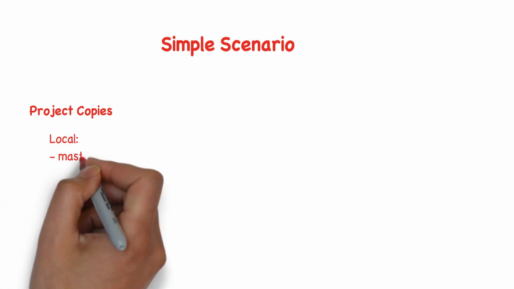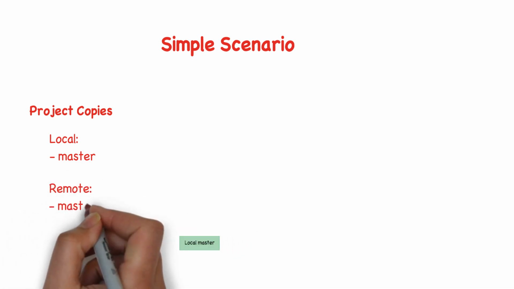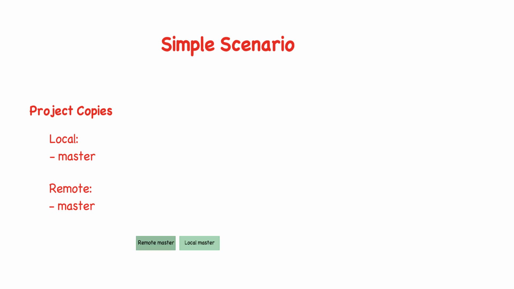Let's consider a simple scenario where I just want to keep track of the changes as I go in a linear fashion. This means that I have a single current copy of my project. That is called my local master. I also have a current version of it in the remote repository. That's the remote master. Right now they are synced and thus identical.